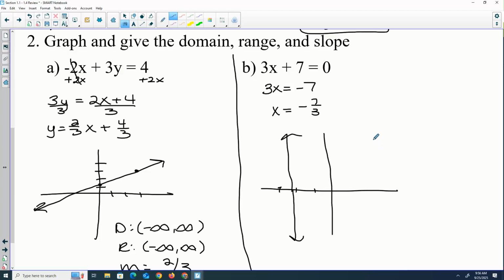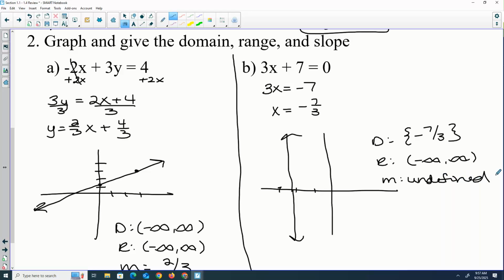What's my domain of that one? Negative 7/3. What is the range? What is the slope of a vertical line? Alright, so that's all things lines: writing equations, graphing, domain and range, parallel, perpendicular. Any questions about our lines?